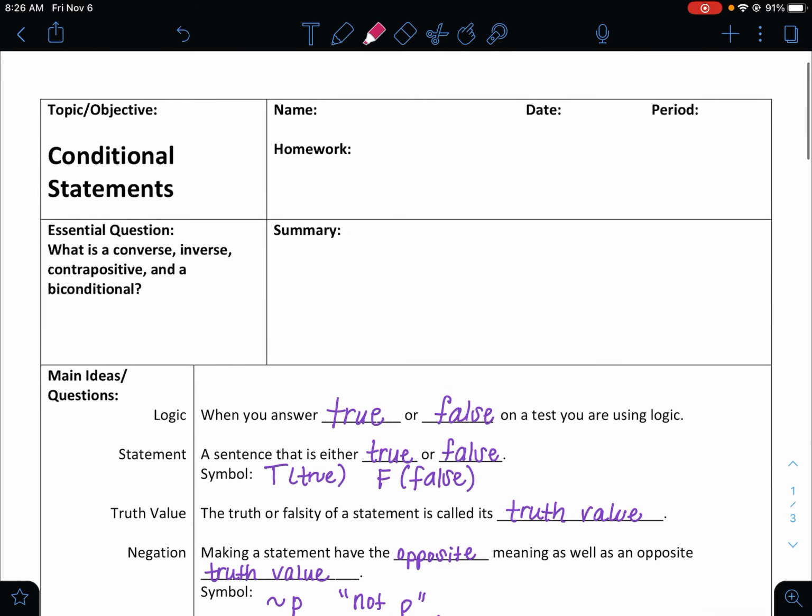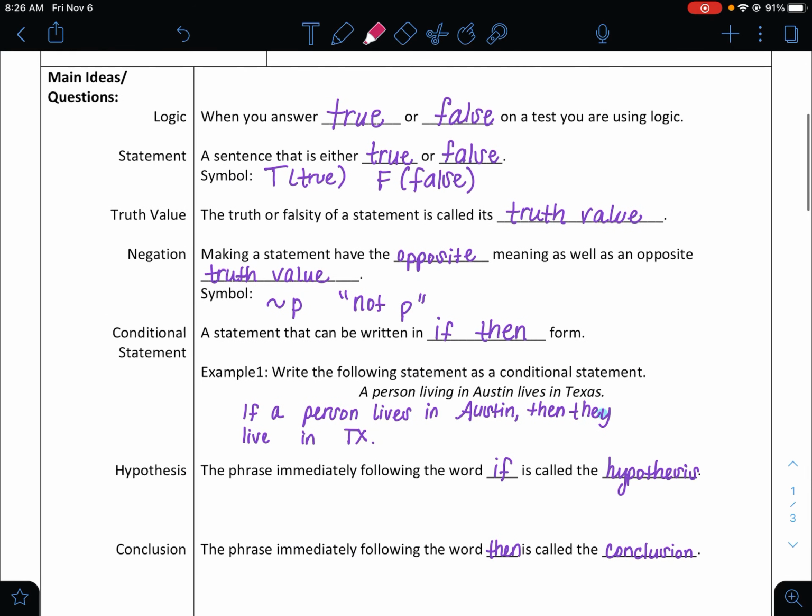Conditional statements. These are your notes. Your essential question: what is a converse, inverse, contrapositive, and biconditional? So let's get started first by doing some vocabulary.